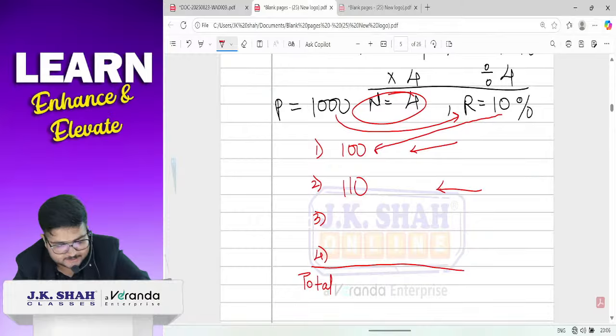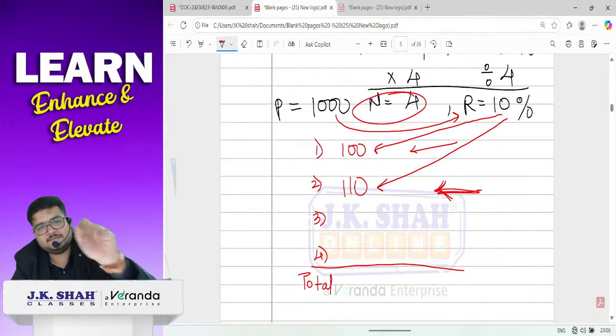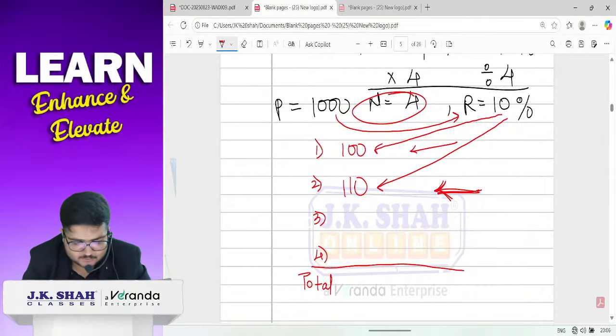Now for the third year, who will help me? This 110 will help me. You have to find out 10% of 110 and you have to add that in 110. 10% of 110 is 11. 11 ko add kiya 110 mein, so 121.